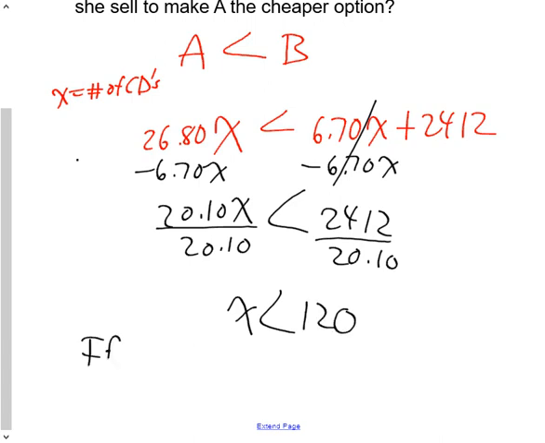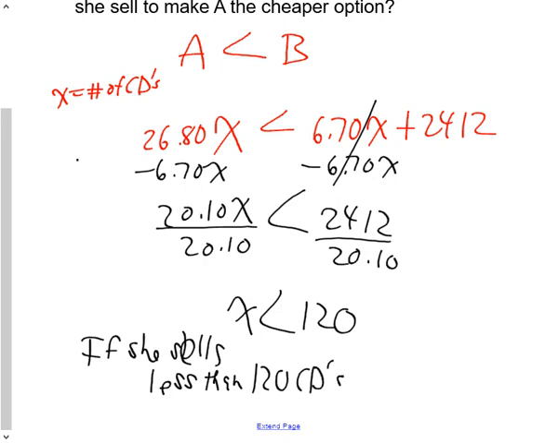So if she sells less than 120 CDs, option A is better. Which makes sense, because let's face it, if she sold a million CDs printed at $6.70 each, that $2,412 fee is recouped much faster if you're going to sell that many. But if you're only going to sell less than 120 CDs, option A is better. Now, if you sell exactly 120 CDs, option B will be better. But if you sell less than 120 CDs, then option A is the better deal.